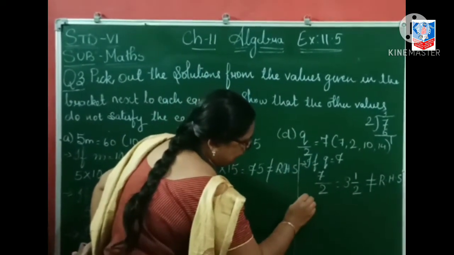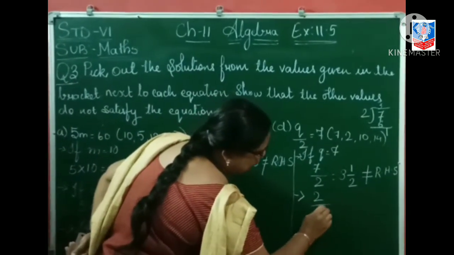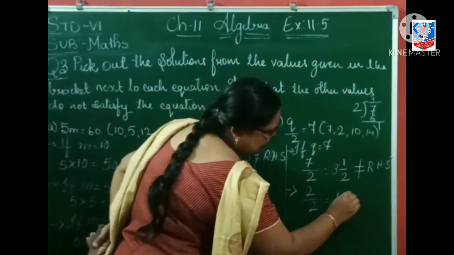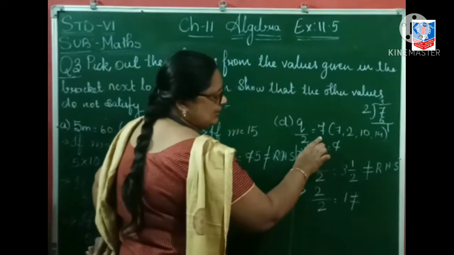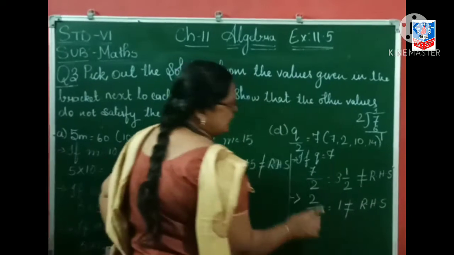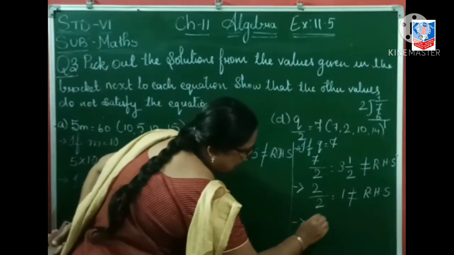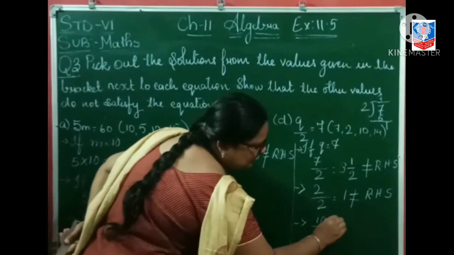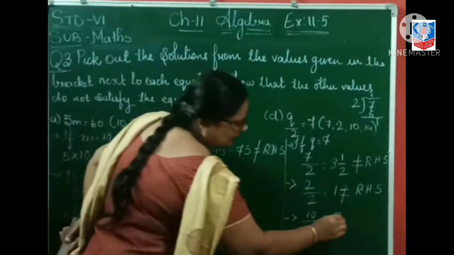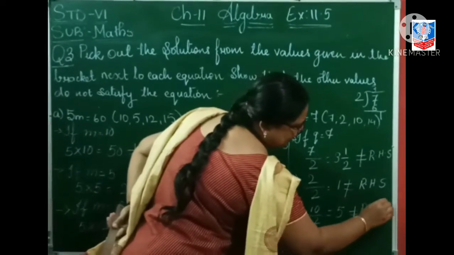Next, if q is equal to 2, I am writing here directly. 2 divided by 2 is 1. So 1 is not equal to right hand side. In right hand side it is 7. Next, let us take the value of q as 10. 10 divided by 2 is 5. And right hand side is 7. So left hand side is not equal to right hand side.